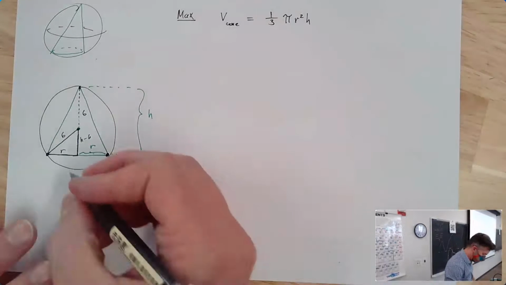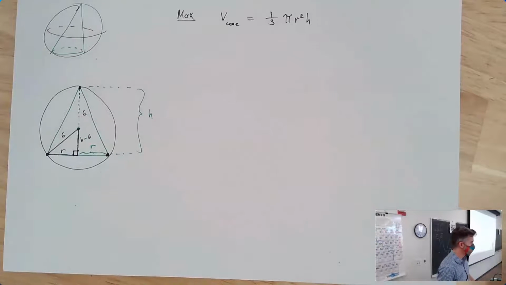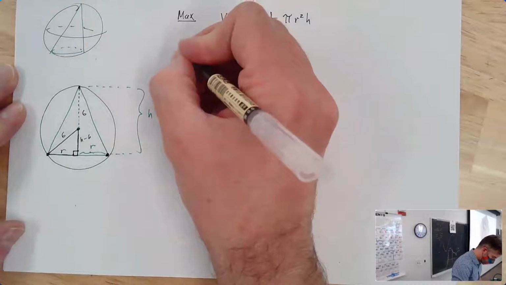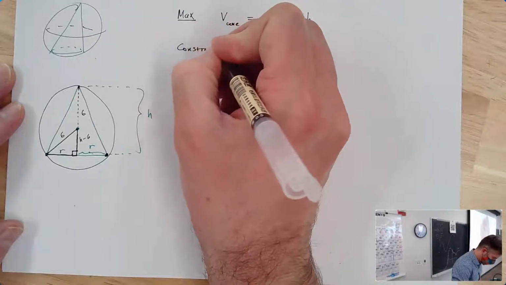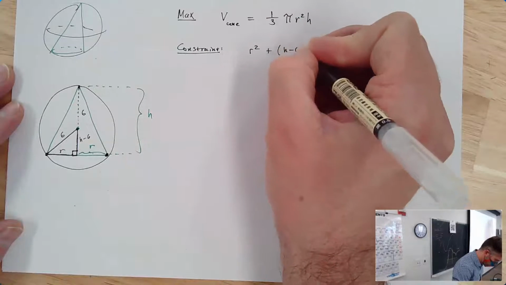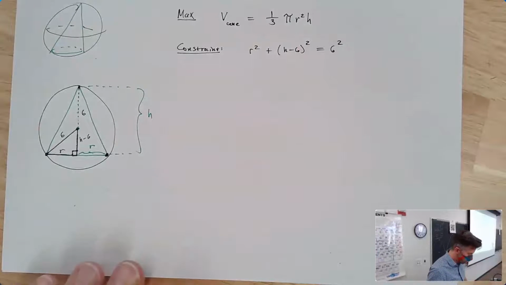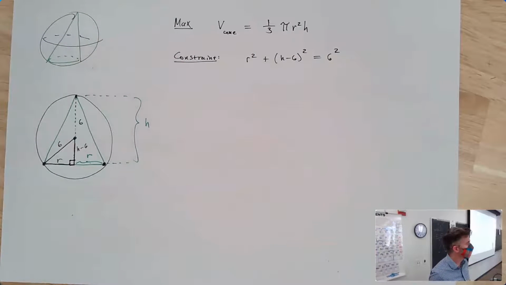And now we can totally use the Pythagorean theorem to relate those things. So the constraint for this particular problem is r squared plus (h minus 6) squared equals 6 squared. All right. Here's a question I want you to think about for a moment. What should I solve for? We'll leave it at that.